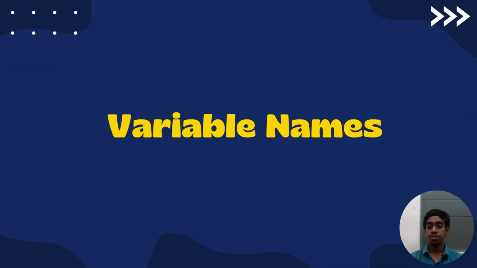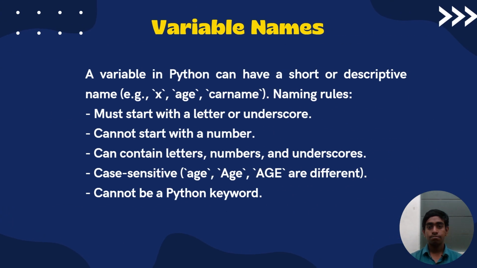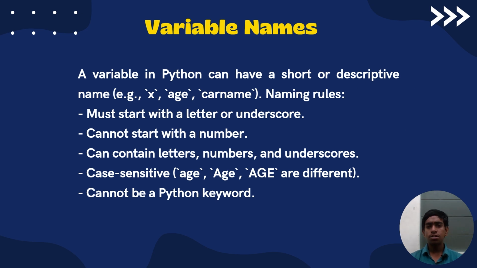And next, variable names. A variable in Python can have a short or descriptive name. Examples: x, age, car name. Naming rules: it must start with a letter or underscore. It cannot start with a number and can contain letters, numbers, and underscores. It is case sensitive, so age, Age, and AGE are different. It cannot be a Python keyword.